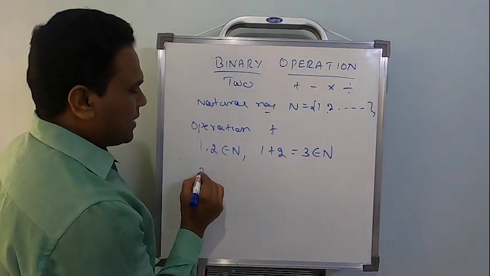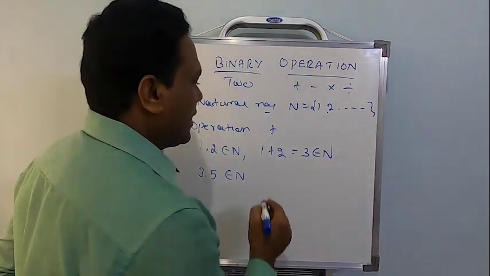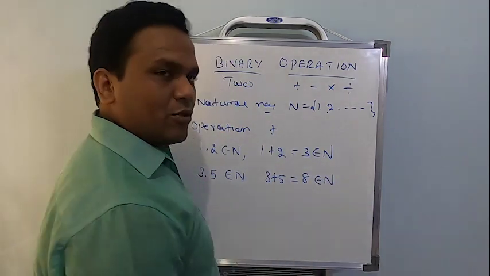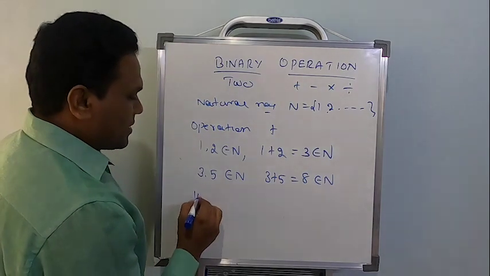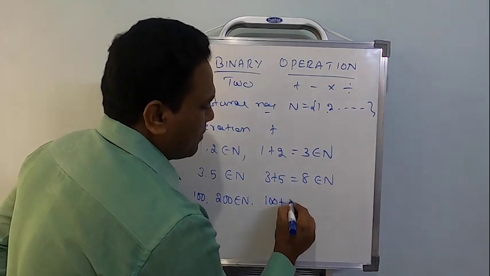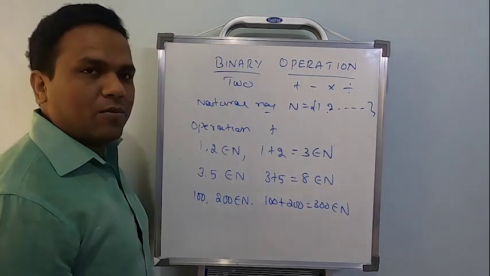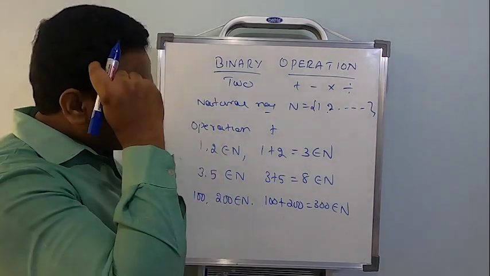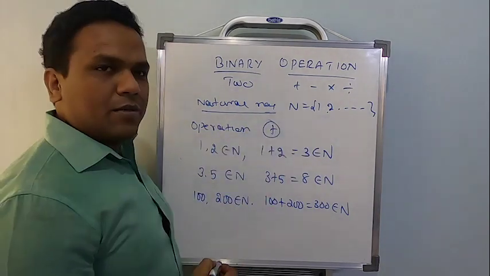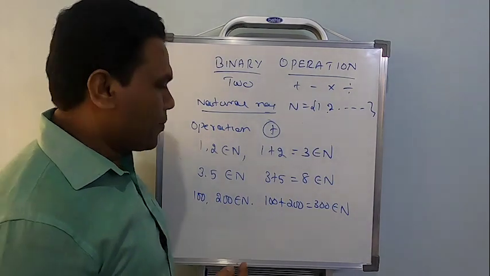Now let's consider 3, 5 belongs to N. Any two natural numbers you can consider, right? So 3 plus 5 will be equal to 8. Once again a natural number, right? So let me take 100 and 200 belongs to N. What is 100 plus 200? That will be equal to 300. Once again a natural number. So whenever you apply addition between any two natural numbers, the resultant element is always a natural number. I hope everyone will agree.